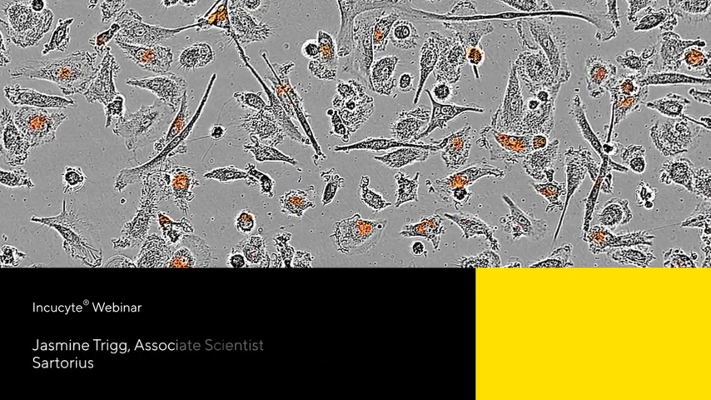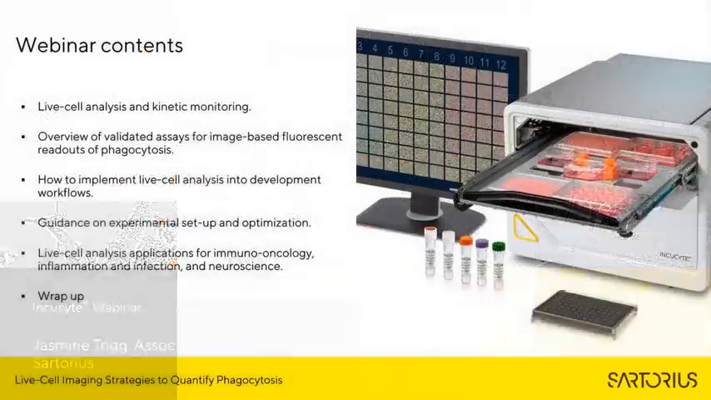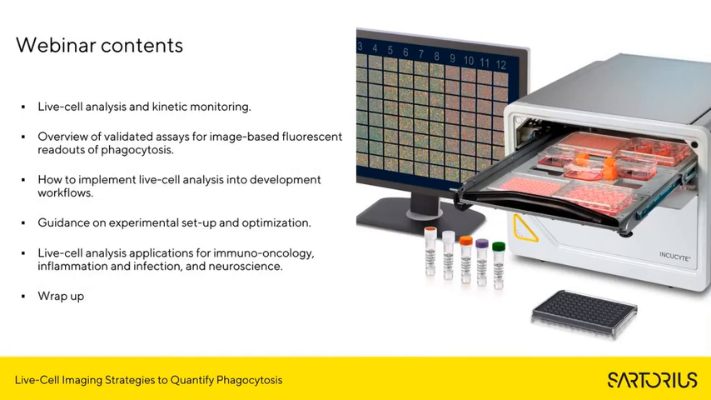My name is Jasmine Trigg, and I will be discussing live cell imaging strategies to quantify phagocytosis. In this technique talk, after a quick introduction into live cell analysis and kinetic monitoring, I will cover the following objectives. So I'll provide an overview of validated assays for image-based fluorescence readouts of phagocytosis, and I'll show you how these can be easily implemented into your development workflows.